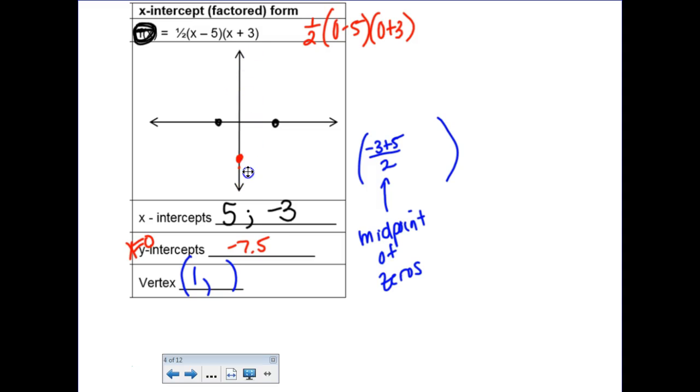In order to figure out how far up and down that line is, I'm going to have to plug that in. So we're going to go to our function, which is this guy, remember? We're plugging in x equals 1. So 1/2 times 1 minus 5 times 1 plus 3. Okay, negative 4 times 4 is negative 16 times half. Is that negative 8? All right, good news. So at 1, negative 8, somewhere right here, that is the center of your parabola. That's your vertex.